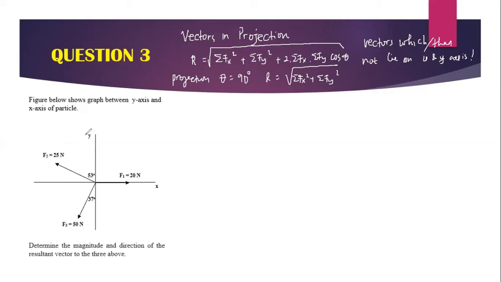Next, the projection creates two vectors. Once again, projection creates two vectors, in the x-axis and in the y-axis. Is it clear, everyone? So the projection will create two vectors.